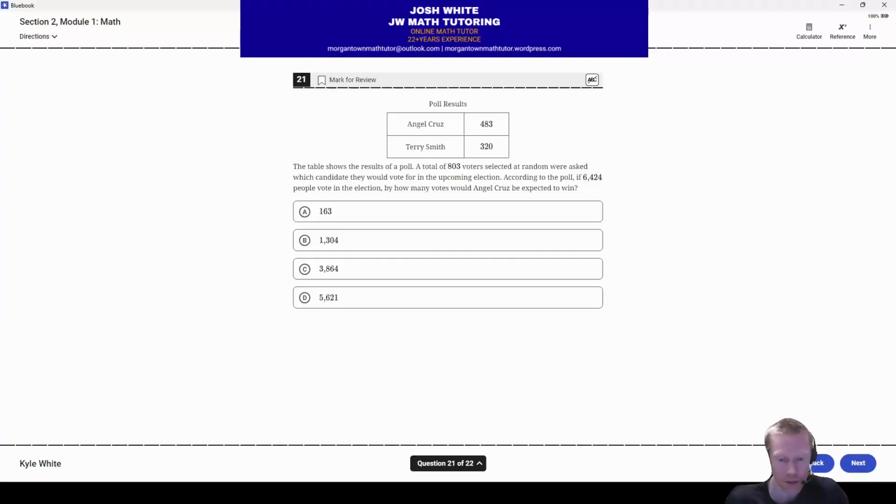So all we have to do is basically go ahead and find the percentages. Excuse me, I misread that. I missed the word by. It says by how many votes would Angel Cruz be expected to win. So they're looking for the difference between the vote totals.